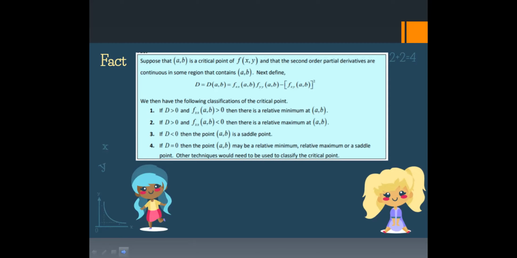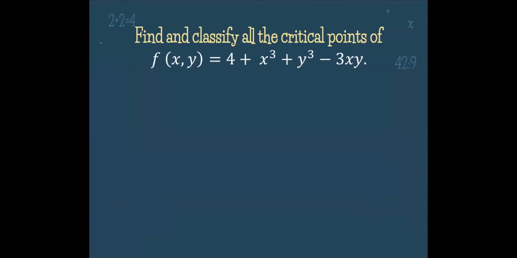And the last one is if D is equal to 0, then the point (a, b) may be a relative minimum, relative maximum, or a saddle point. Other techniques would need to be used to classify the critical point. Let us see a couple of examples. First, we are going to find and classify all the critical points of the function f of x, y, which is equal to 4 plus x cubed plus y cubed minus 3xy.